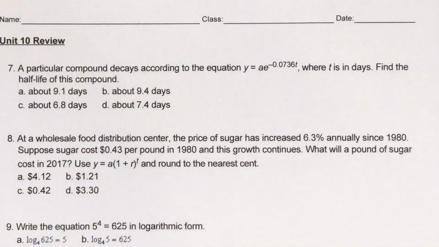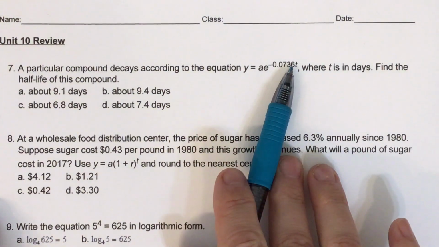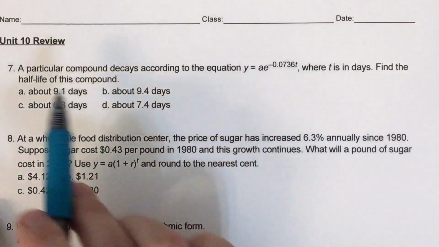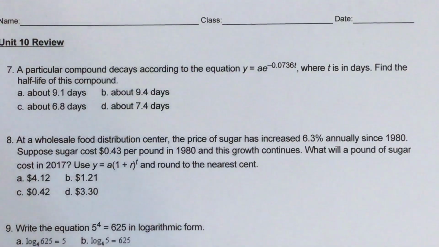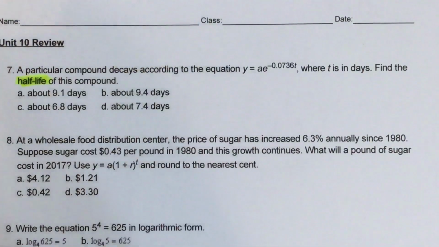Okay, I'm back. Number 7. A particular compound decays according to this equation, where T is in days. Find the half-life of this compound. Okay, so this is our formula for half-life.